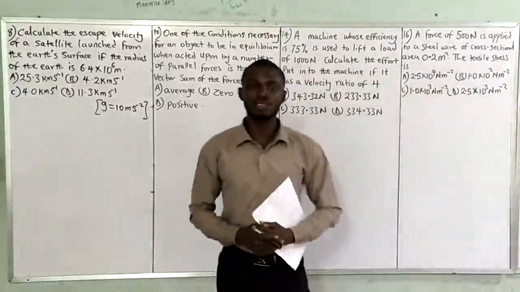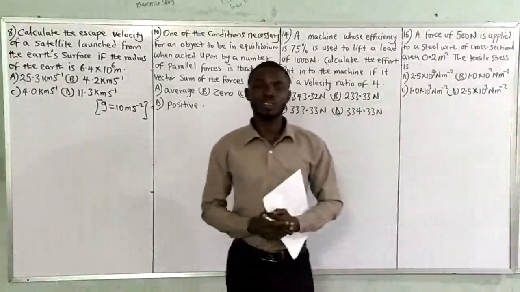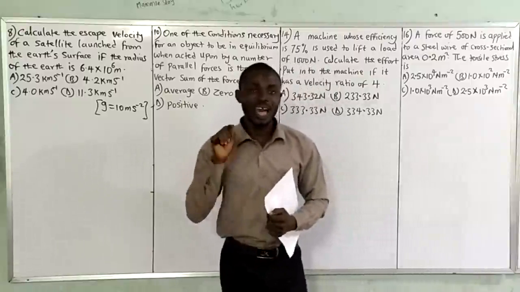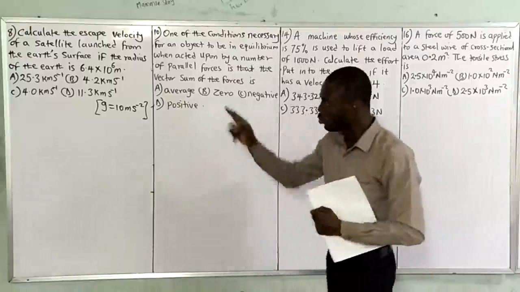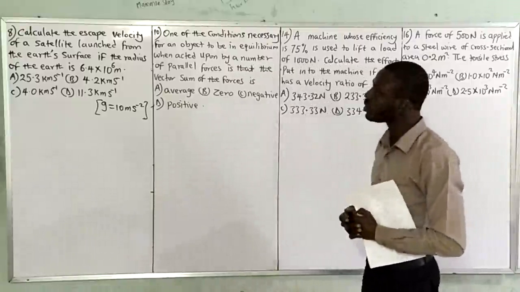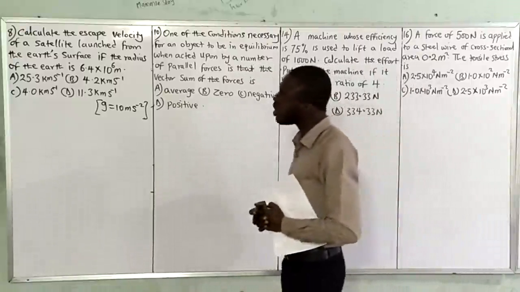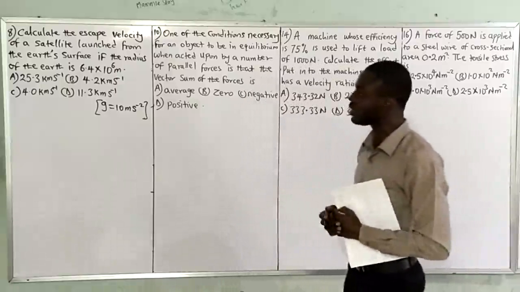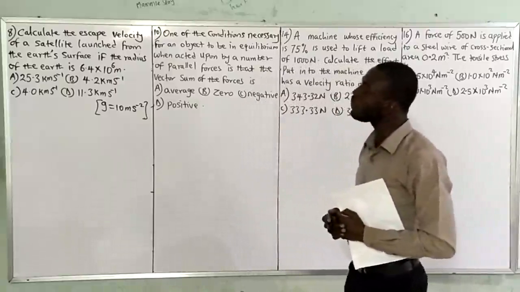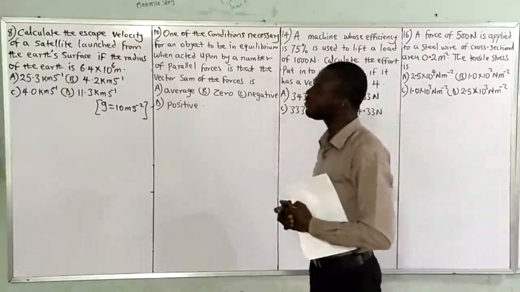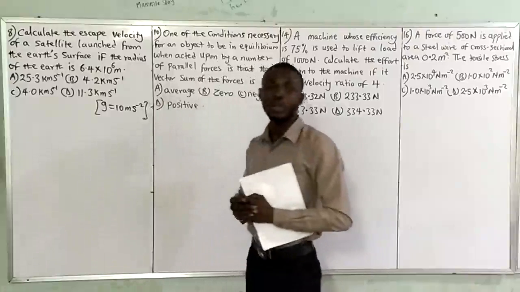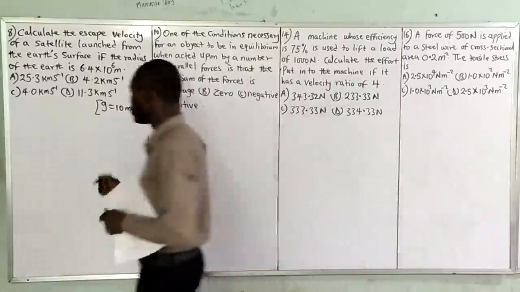Back to Sky Lectures. We are still dealing with UTME Physics 2014 Type S. Now look at question number 8. Question number 8 states that we should calculate the escape velocity of a satellite launched from the Earth's surface if the radius of the satellite is 6.4 times 10 raised to the power 6 meters. Solution.